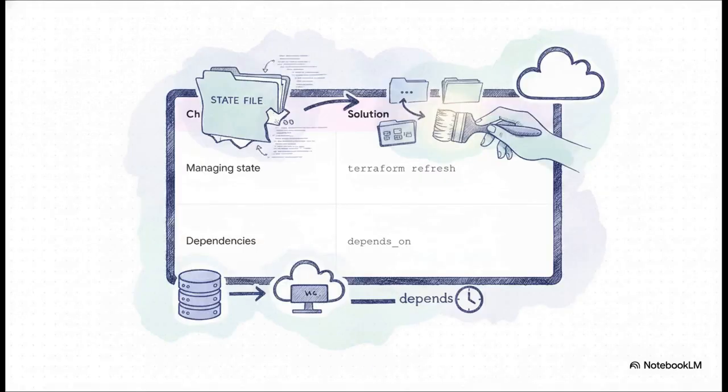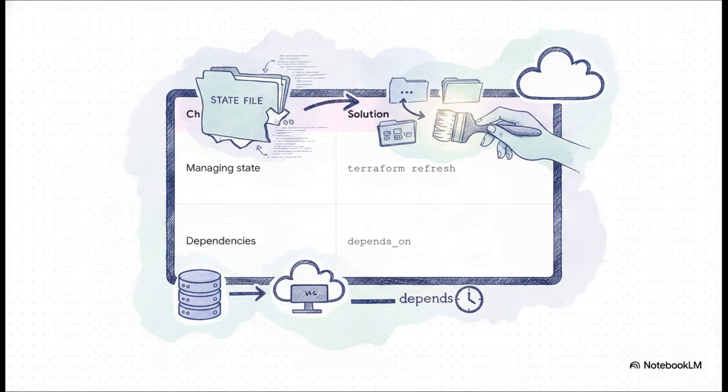Fortunately, there are specific hero fixes for these exact gotchas. When you're staring down an outdated state file because of those pesky manual tweaks, your solution is the Terraform refresh command. It essentially forces Terraform to look at the real world and update its memory. It's kind of like hitting a much-needed reality check button.